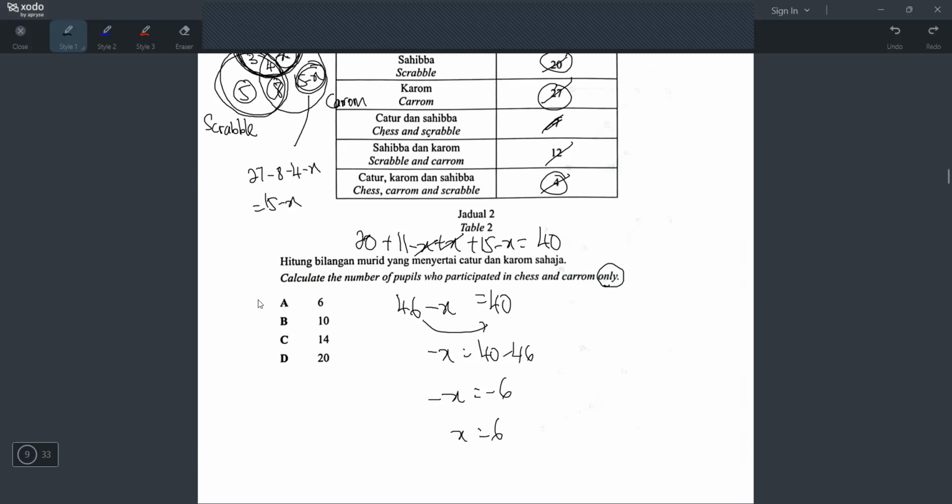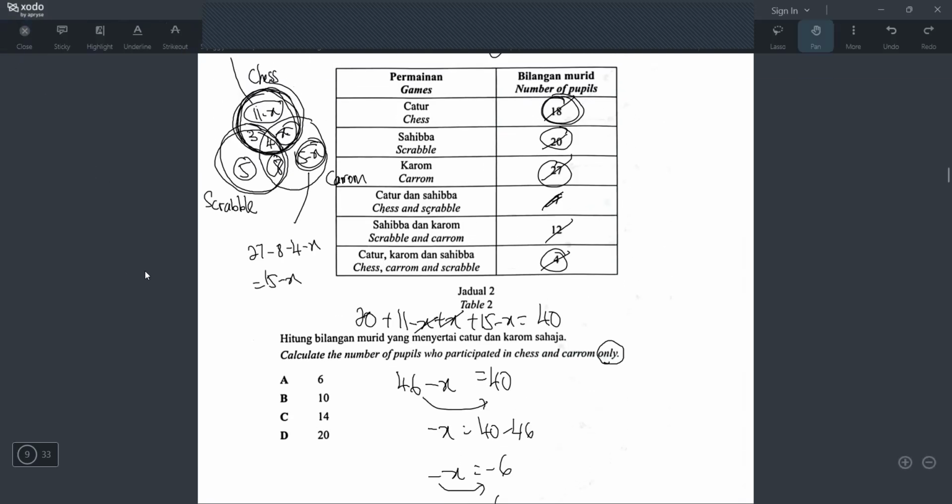Actually, is the answer A? I'm not sure, but I know that x is 6. It means because when I pindah the negative here, it means you are taking negative 6 divide negative 1, right? Because when you pindah negative, it means you dividing by negative 1. That is why x is equals to 6. But is the answer A?